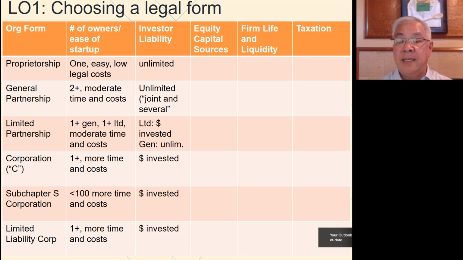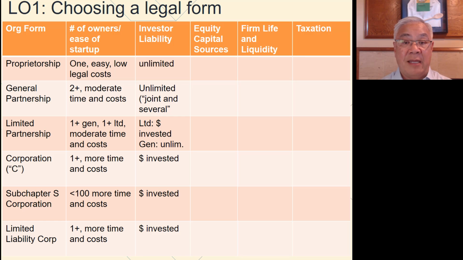Next would be the corporation, the C corporation. And a C corp has a lot of protection. The shareholders cannot lose more than the dollars invested in the company. So this is why it's such a popular form, because people are not personally liable. Subchapter S still has the same protections as a C corp. Again, the distinction is more for taxation than liability purposes.